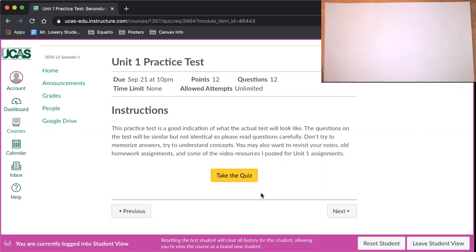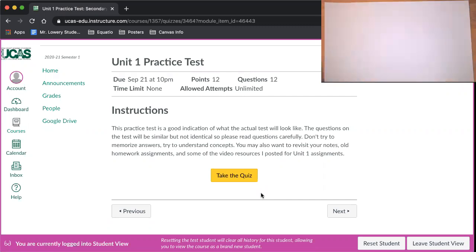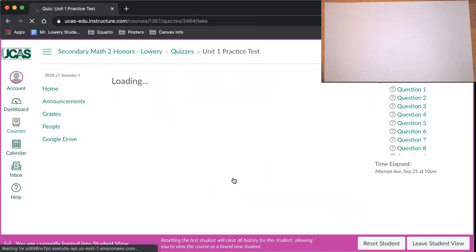I'm going to show you what I'm writing here, this is kind of my scratch work up here, but I also wanted you to be able to see my screen. So I'm going to go ahead and jump into this quiz. This is the Unit 1 practice test.